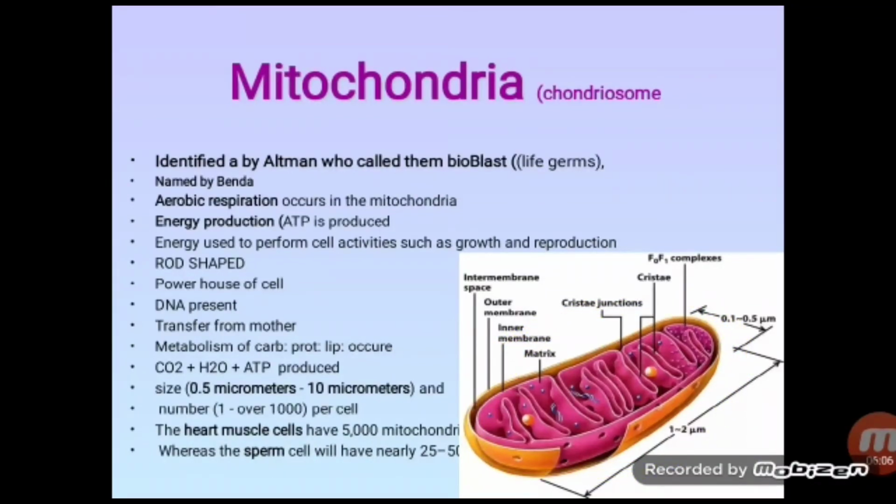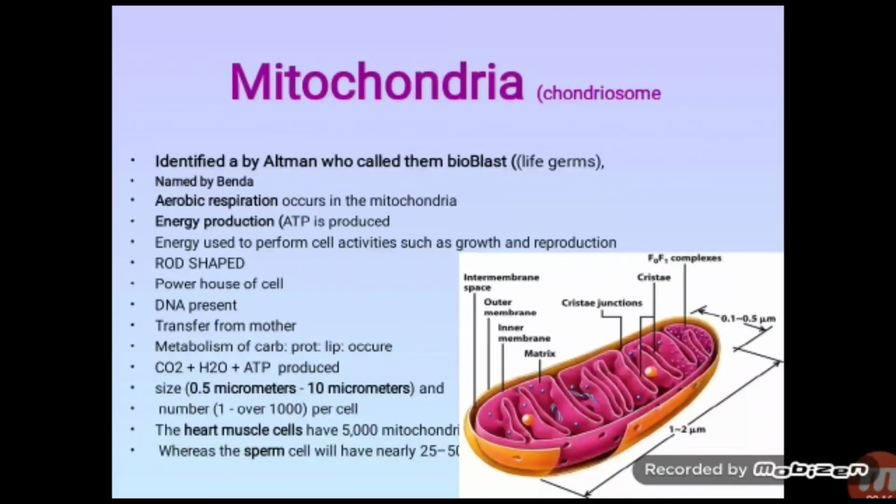And the main and special thing about mitochondria is that it is transferred from the mother, not from the father's side. And DNA is present in mitochondria, as I said earlier, that mitochondria is a self autonomous body which contains its own DNA and RNA. It is transferred from the mother, not from the father's side.